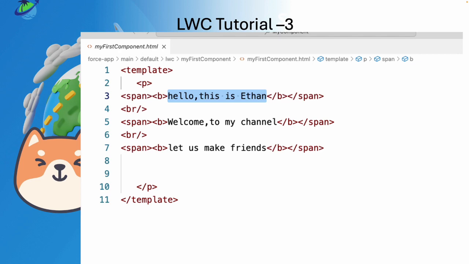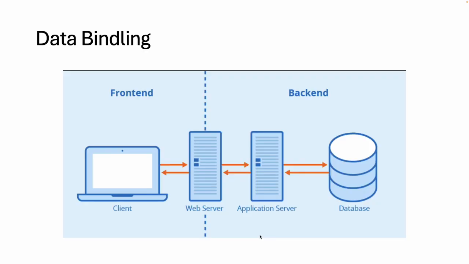So, data binding in LWC is the process of establishing a connection between the JavaScript properties of a component and the HTML elements in its template. This connection enables automatic synchronization of data between the component's JavaScript controller and its template, allowing for dynamic updates and interaction within the user interface.